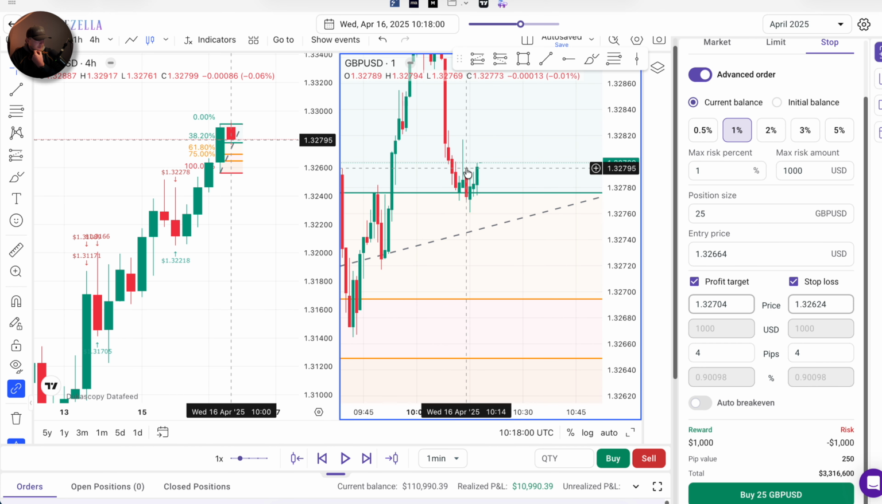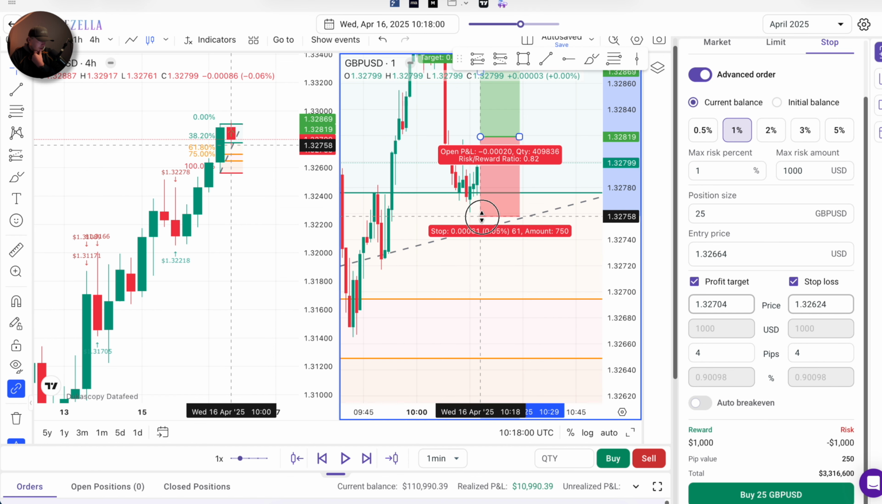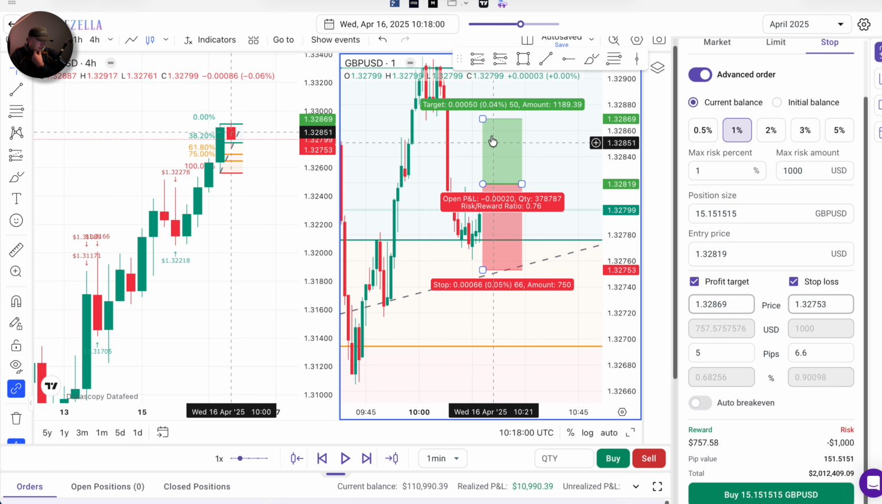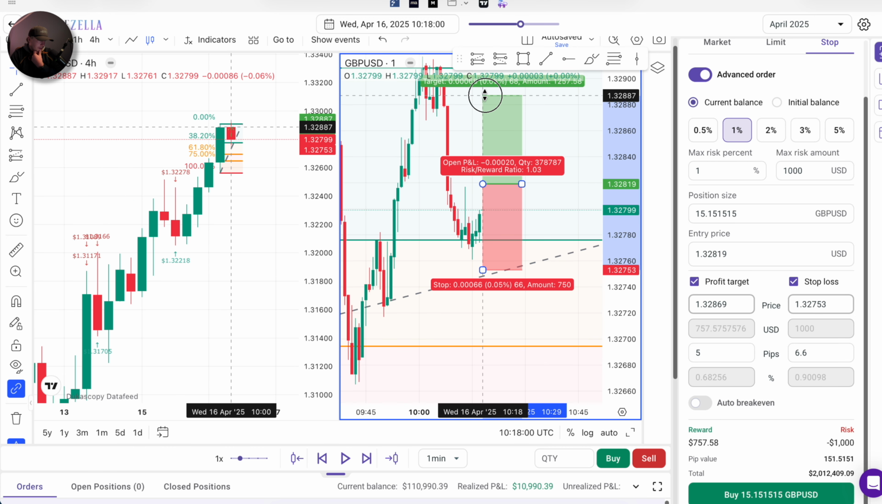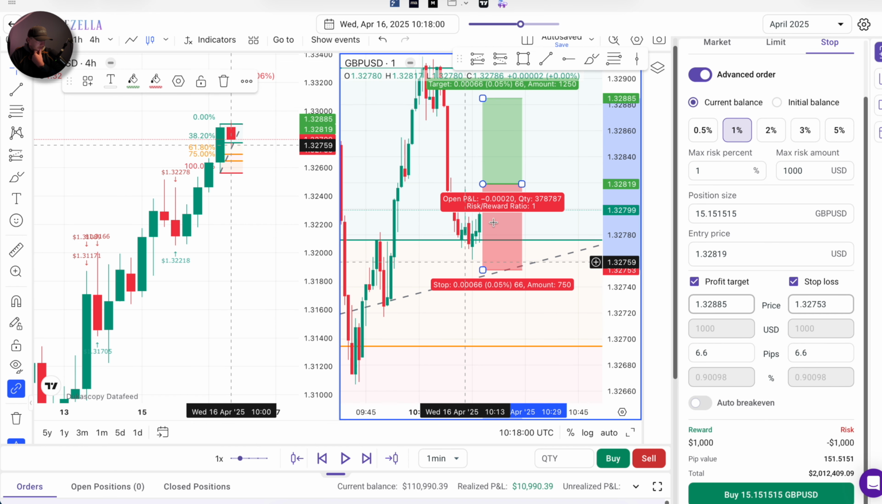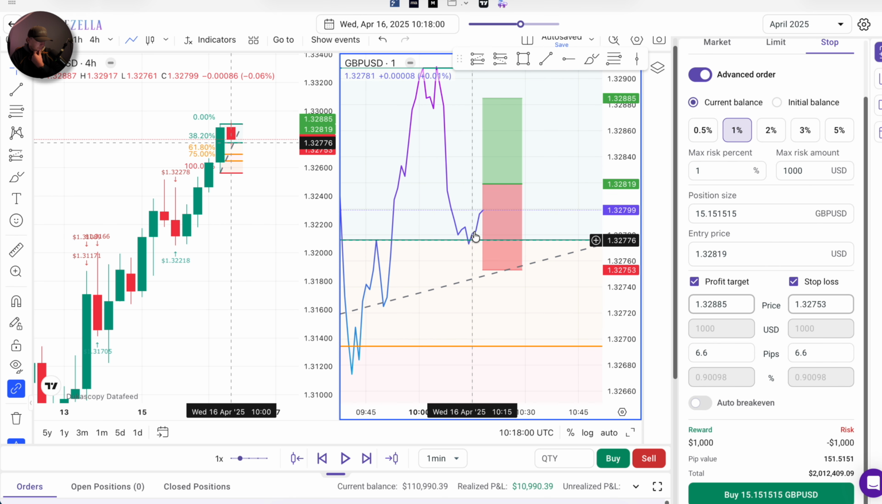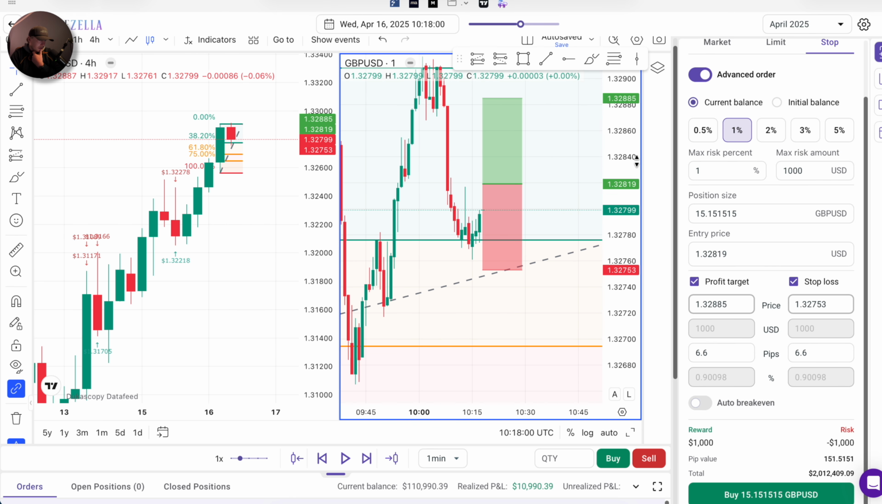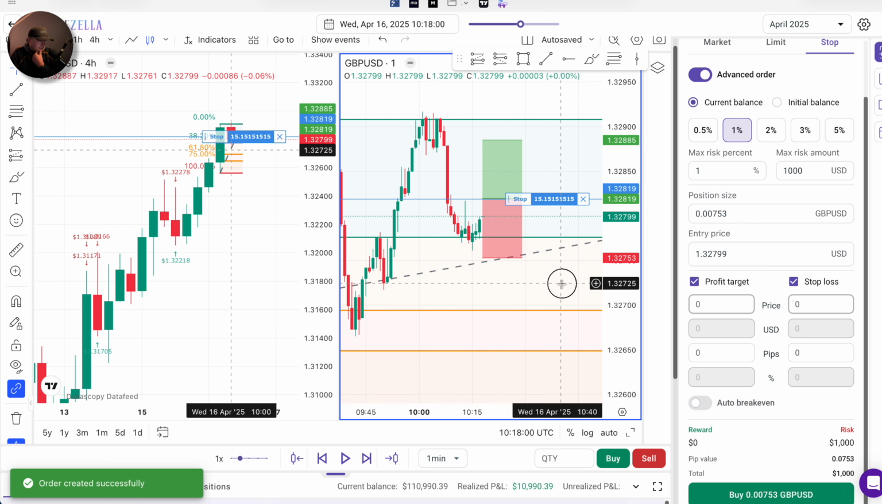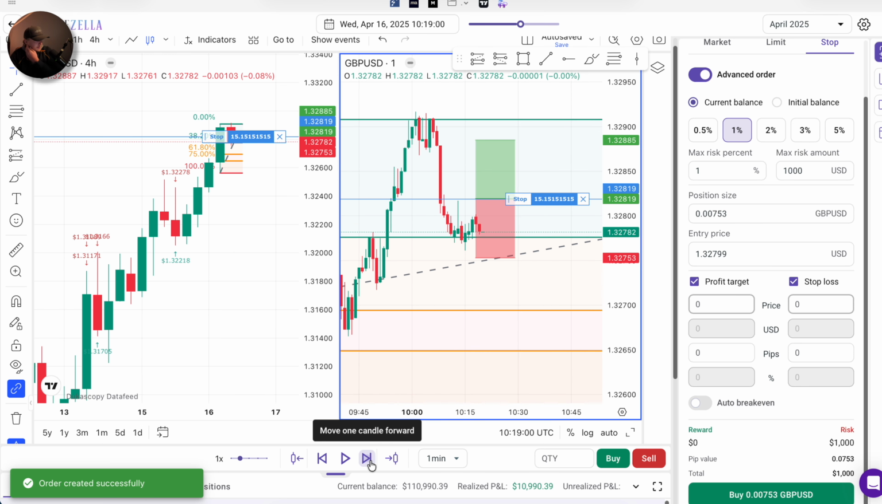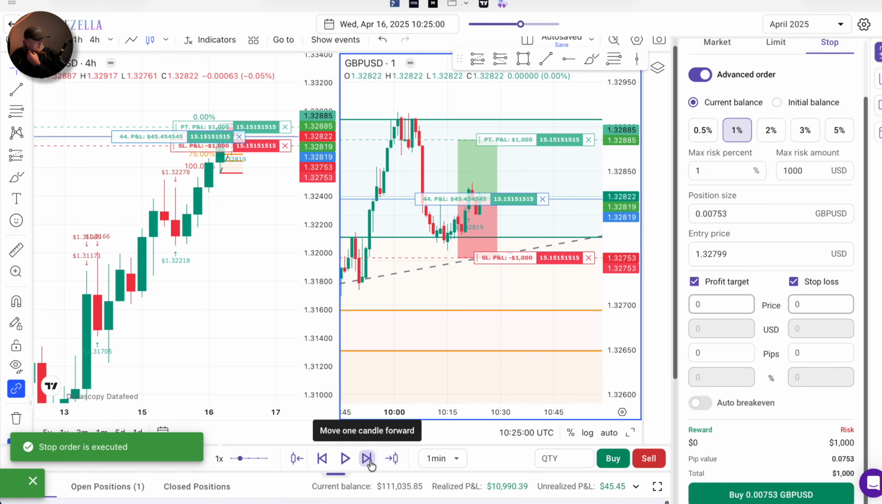Not the cleanest. I don't like this wick up here, but if we break above that wick we get our 6.5 pip stop loss and we go for a 1-to-1. There's the shift, so lower lows, lower highs. Look at the line chart. Sometimes it's more clear on the line chart, other times it's not. Buy order is in if we break above that wick, which we do.